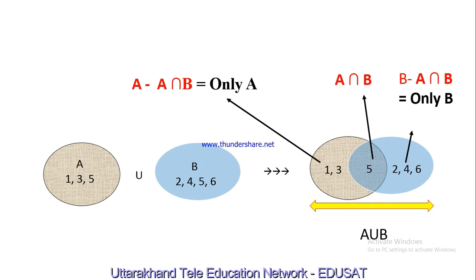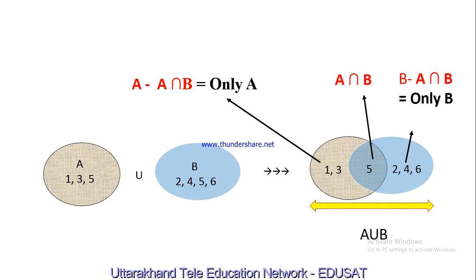Many times this particular way of denoting this portion in the Venn diagram is used. We call it only B. Only B means those elements which are present in B and not present anywhere else. So this is the meaning of only B. And here only B is equal to 2, 4, 6, while B is equal to 5, 2, 4, 6.